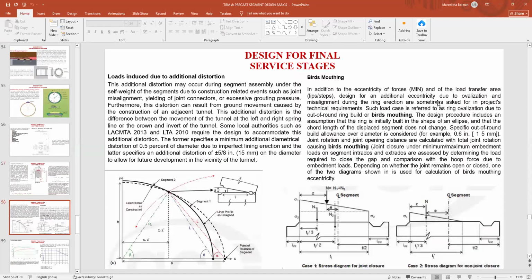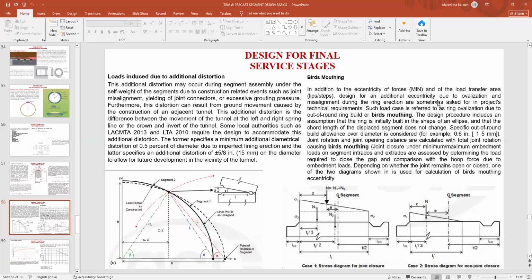Now comes the additional distortion. Additional distortion is basically when the segments are in place. There might be some movements, which can be due to misalignment, due to the connectors, due to excessive ground pressure, some additional ground movement, or due to some additional tunnel that is going along the new tunnel. So there can be some additional distortion. This additional distortion we generally consider in our metro project as around 25, as I remember, but in international projects they sometimes consider 15 on the diameter.